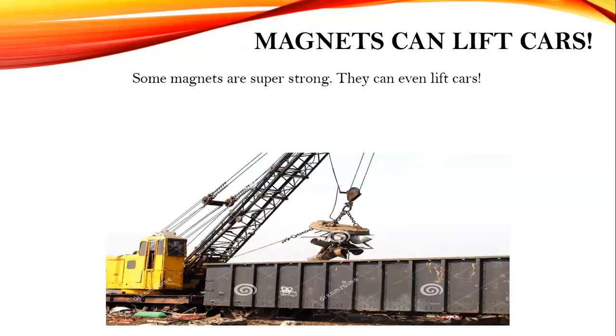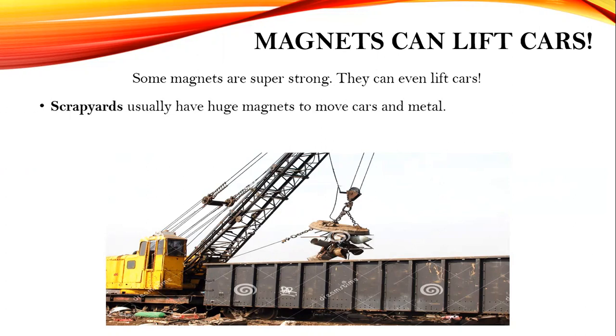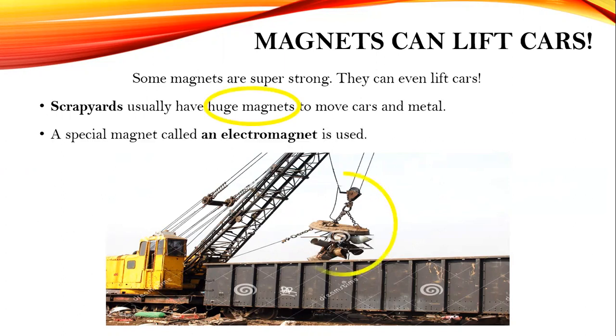In scrap yards, where broken and damaged cars are brought, they reuse the metal parts to operate new vehicles or sell them to metal recycling companies. But how will they move these huge parts? Scrap yards usually have huge magnets to move cars and metals, as shown in the picture. This is a special magnet called an electromagnet, which is usually operated by electricity.